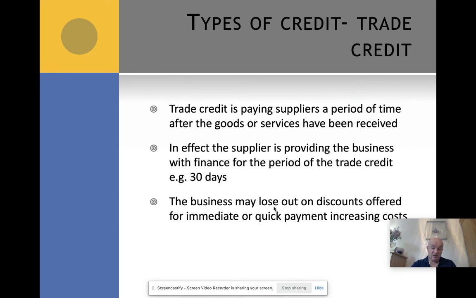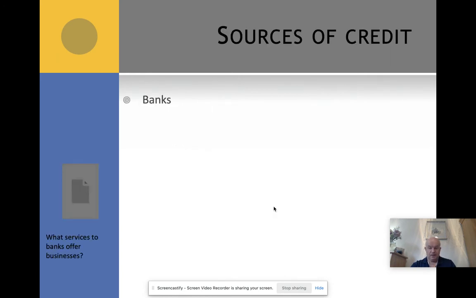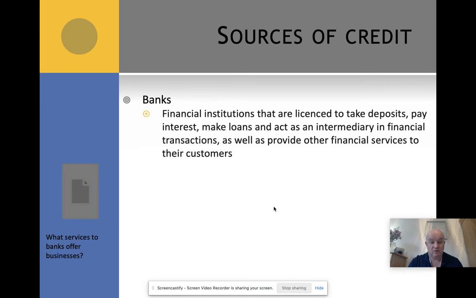So in some cases, businesses can sometimes use this differently. Rather than taking credit, a business might say, well, if I pay for my goods early, or pay for them as I receive them, then can I get a discount on the overall price? So in some cases, that quick payment might actually be something that individuals or businesses might consider. Okay. Other sources, some of the sources of credit, we've obviously talked about banks.